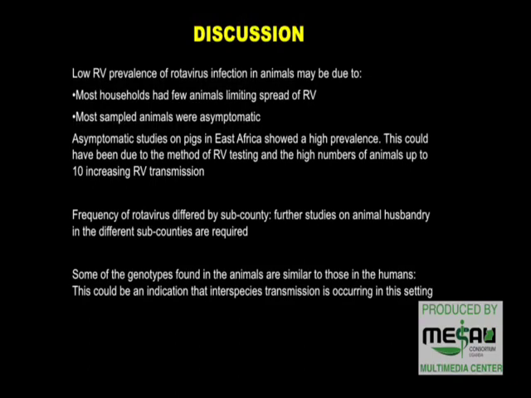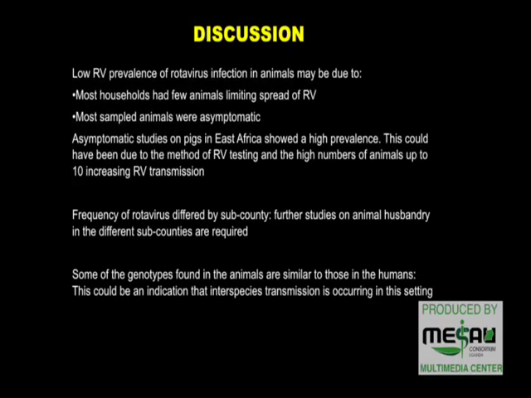They also used different methods of testing. We used ELISA, they used PCR, so maybe that's why they were able to pick up more positivity. And we had a difference in prevalence of rotavirus in our different sub-counties. This requires further studies for us to know the different animal husbandry practices in our different sub-counties, which may be affecting the prevalence of rotavirus we are seeing in the different households.